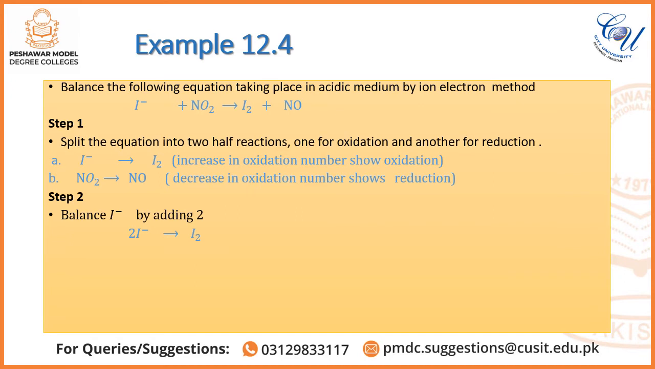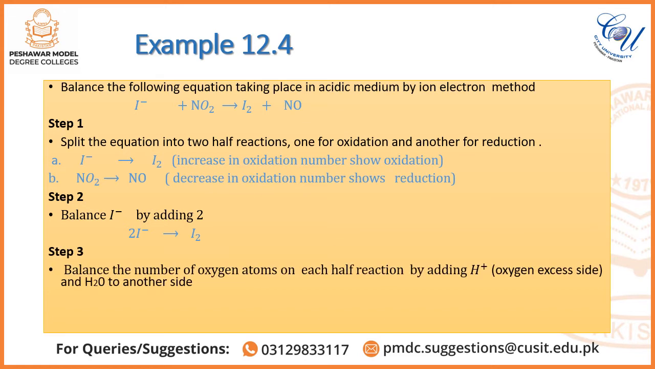Step 2, as we have already discussed in our rules, if we have atoms other than hydrogen and oxygen, first of all we will have to balance those atoms. As we have iodide ions that need to be balanced, first of all we will balance equation A by adding 2. Now we can see it is balanced. On the other side, balance the number of oxygen atoms in each half reaction by adding H plus ions on the oxygen excess side. If you notice equation B, we have fewer oxygen atoms on the product side than on the reactant side.